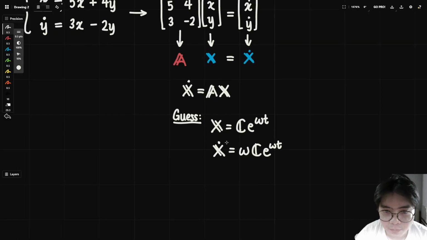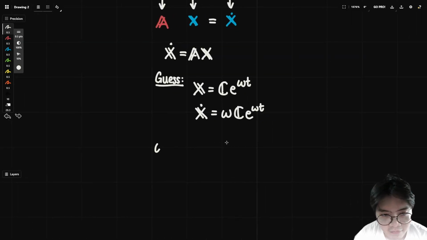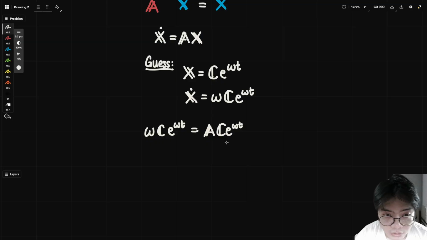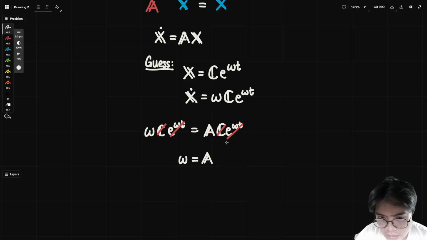Now, let's try and put this back together in here. Right? Let's put this back together. We will have omega C, e to the omega t is equal to, right, A times C, e to the omega t. What do you guys notice? Cancel, cancel, cancel, cancel. You will have a kind of a weird equivalence. You'll have a number or a scalar be equal to a matrix. Nagkamali ba tayo somewhere? Certainly not, right? Ganito naman talaga mag-convert or rather mag-derive.